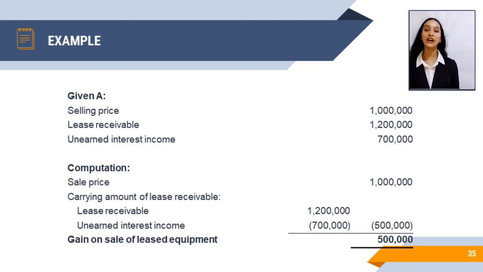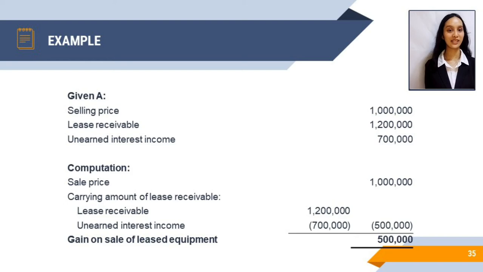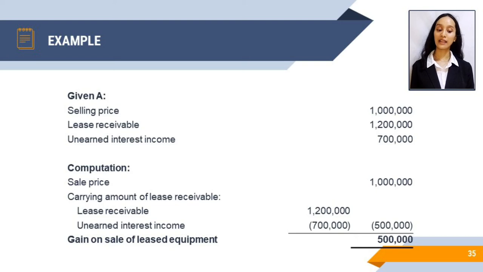Okay, for given A, selling price is 1 million, lease receivable is 1,200,000, and unearned interest income is 700,000. So, here is the computation. Selling price is 1 million. The carrying amount of lease receivable, paano siya makuha? Lease receivable less the unearned interest income. From our given, the lease receivable is 1,200,000 and the unearned interest income is 700,000. So, 1,200,000 less 700,000 equals 500,000.